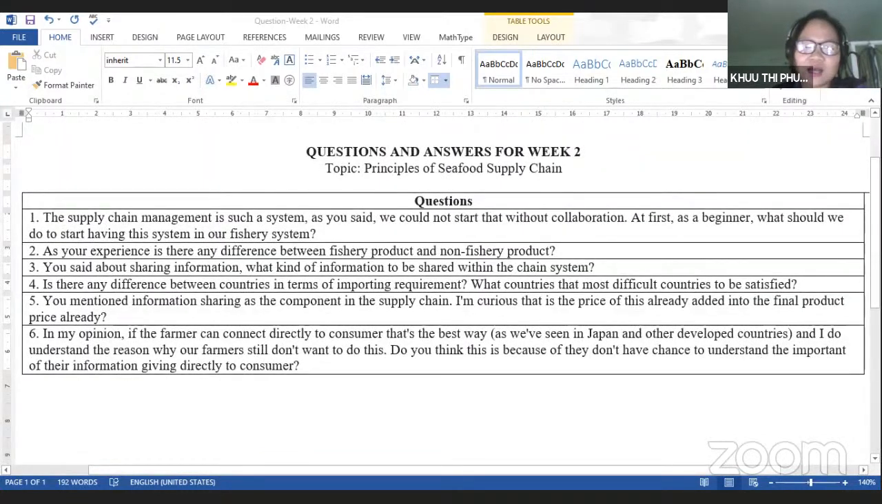As I mentioned in the lectures, each industry, its agents in the supply chain, they have their own supply chain based on the product flows, based on their information flows, and based on their financial flows. So of course each industry will have different characteristics, and that's why fisheries products and non-fishery products are very different during the supply chain management.